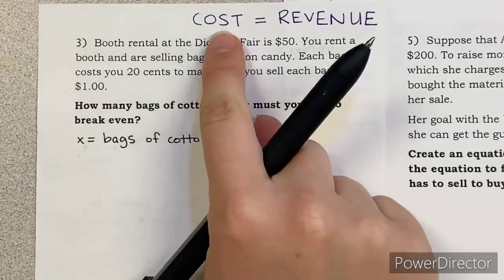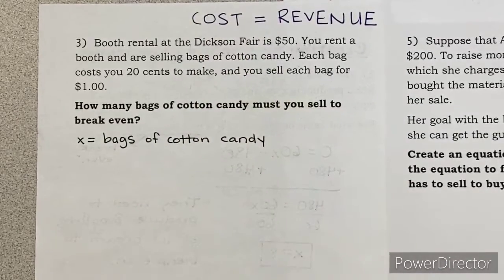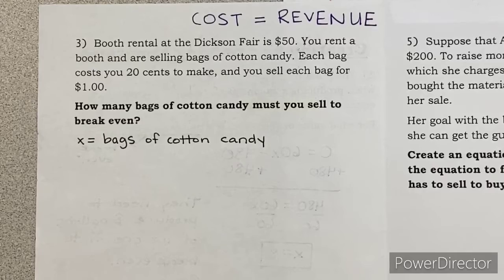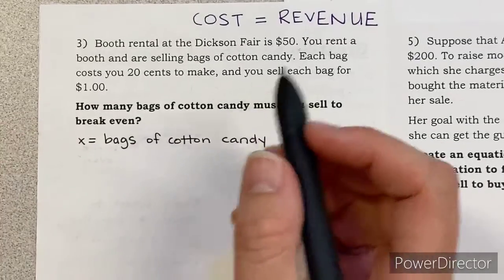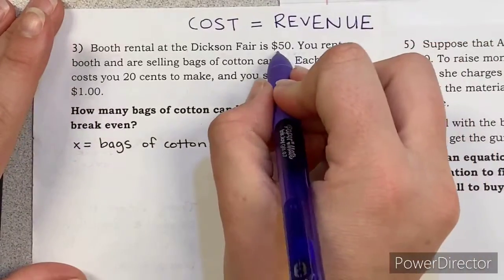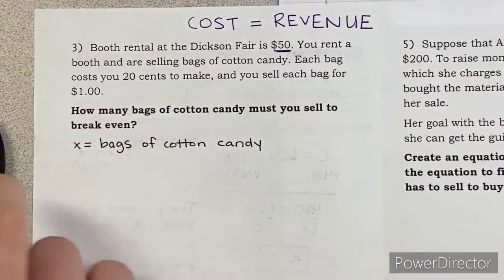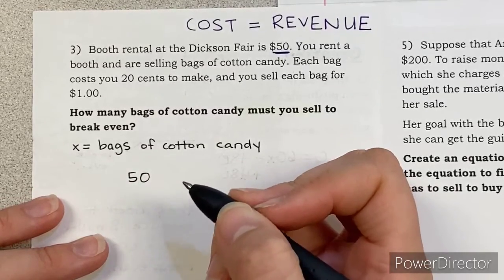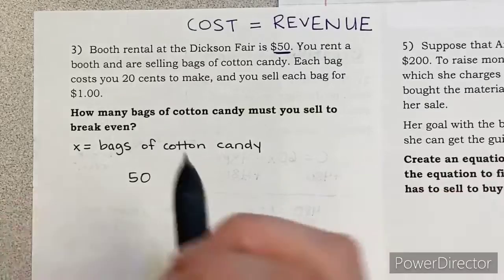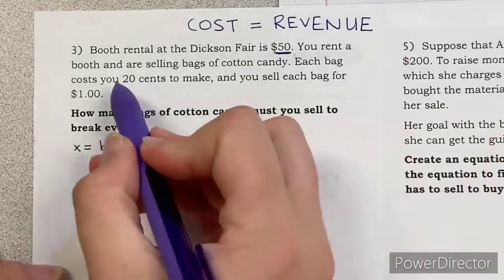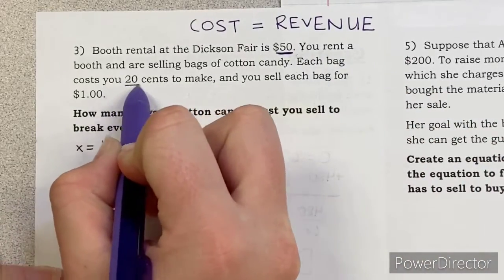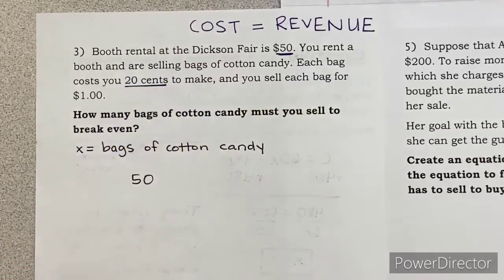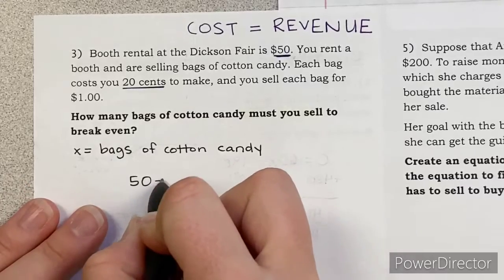So let's take a look at the cost side first. We need to figure out how much it costs for us to have this booth. So the very first charge for the booth, I'm going to underline it up here, is $50. That's our first charge, and we're going to be charged that no matter what. The other thing that we are charged for is right here. Each bag costs you 20 cents to make. So this is 20 cents per bag of cotton candy. So this is another cost.